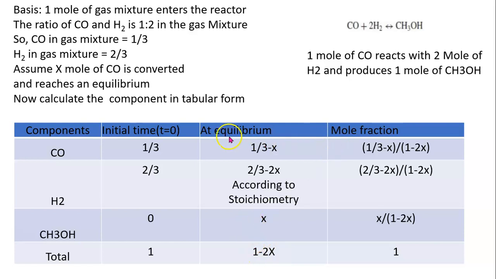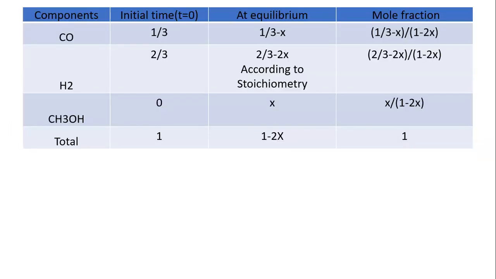that will give 1 minus 2X. Now if we calculate the mole fraction at equilibrium, mole fraction means individual mole by total mole. The total mole is 1 minus 2X, and the individual mole of carbon monoxide at equilibrium is 1/3 minus X. So mole fraction will be 1/3 minus X by 1 minus 2X. Similarly mole fraction of hydrogen at equilibrium is 2/3 minus 2X by 1 minus 2X. And methanol mole fraction at equilibrium will be X by 1 minus 2X. Now we know if we add all these mole fractions, that will be equal to 1. Now we already have this table.